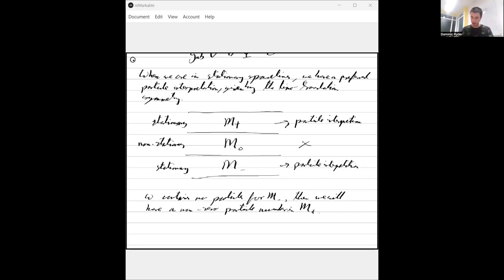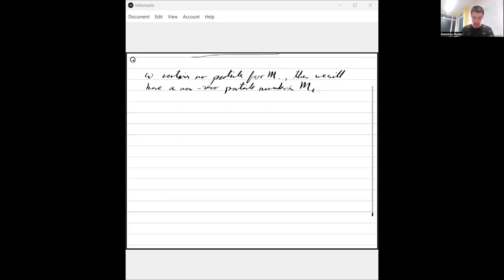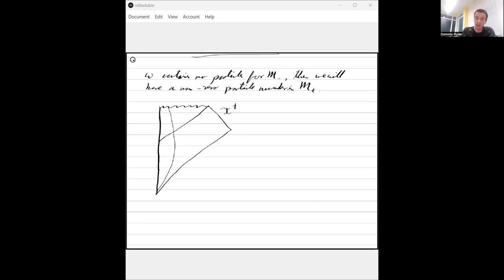So let's think about how this works for our black hole spacetime. Here is the conformal diagram for a short-shell black hole that forms from collapse, where this region behind the curvy line is the collapsed matter. Now on scri plus, the spacetime is stationary, and also on scri minus. And so we have a particle interpretation here and here.